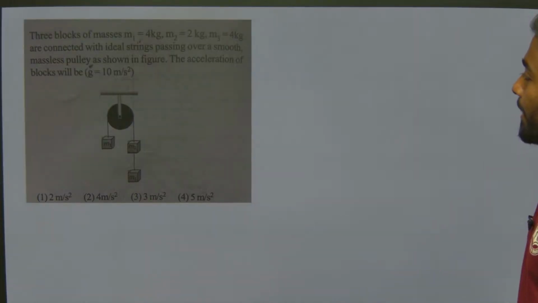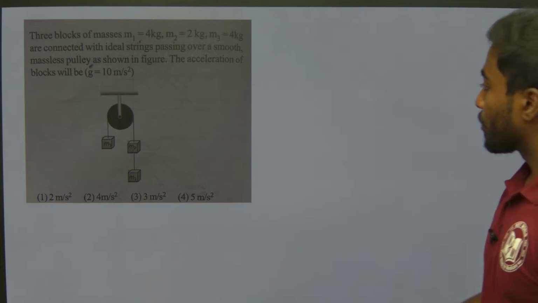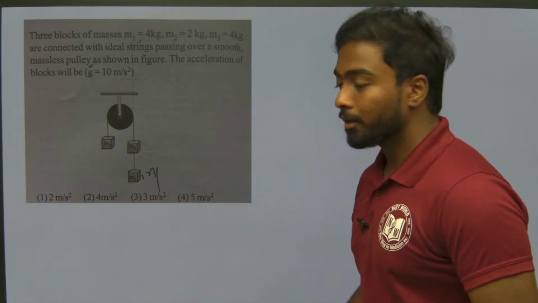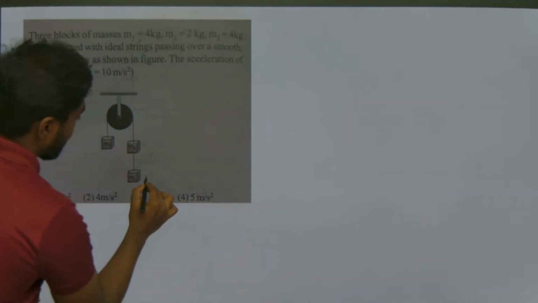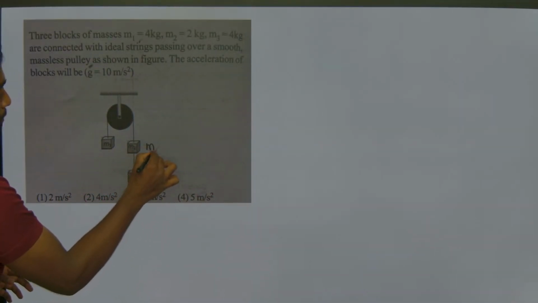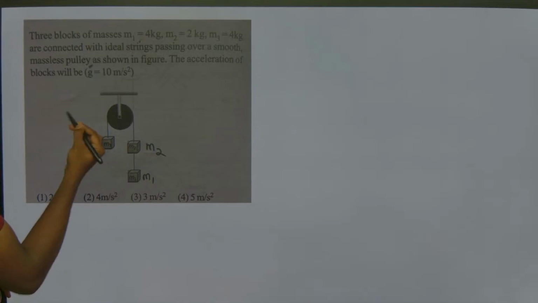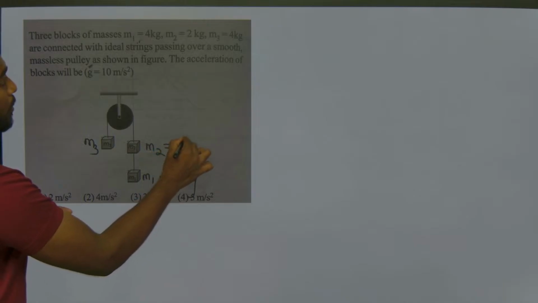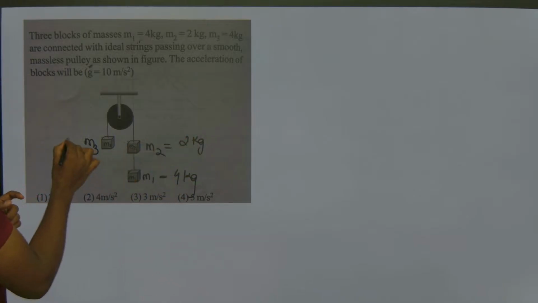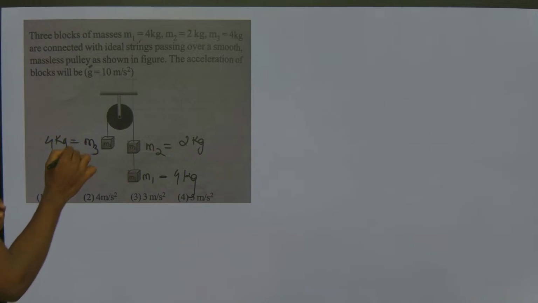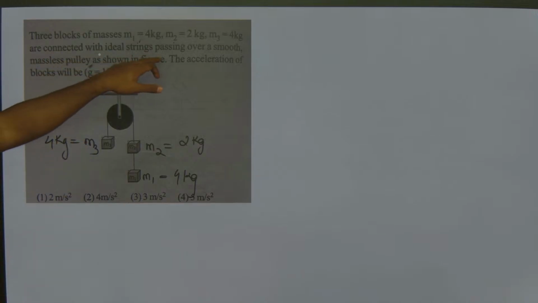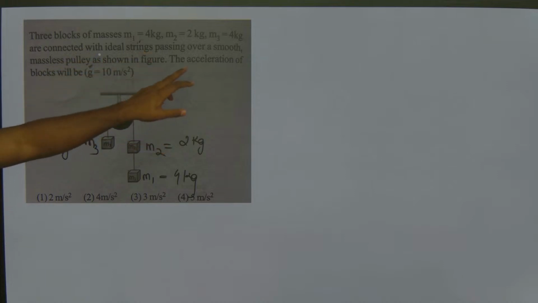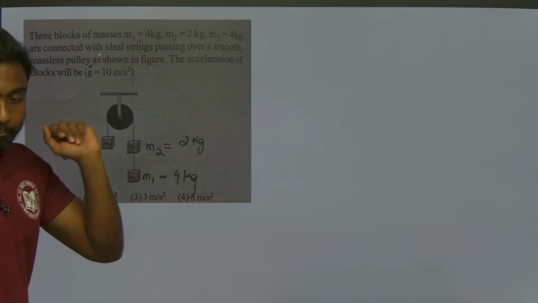So here is the question. 3 blocks of mass M1 equals 4 kg. So this is my M1, guys. Okay, M1, I'll write it here. This is my M2 and this is my M3. So M1 is equal to 4 kg, M2 is equal to 2 kg and M3 is equal to 4 kg, connected with ideal string passing over a smooth massless pulley as given in the figure. The acceleration of the blocks will be, okay.